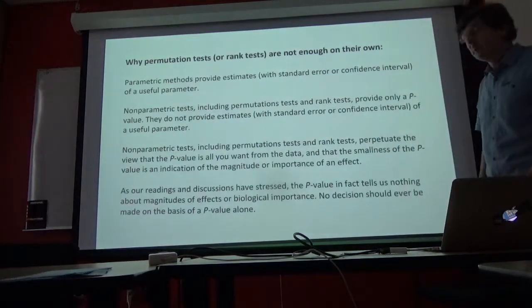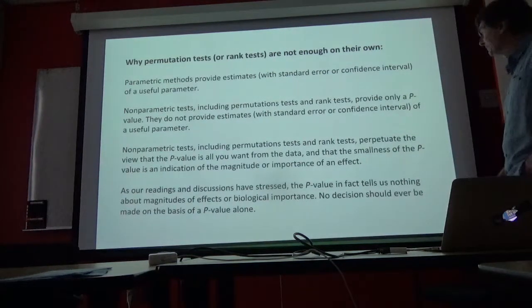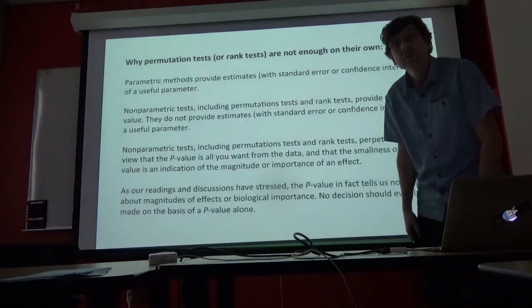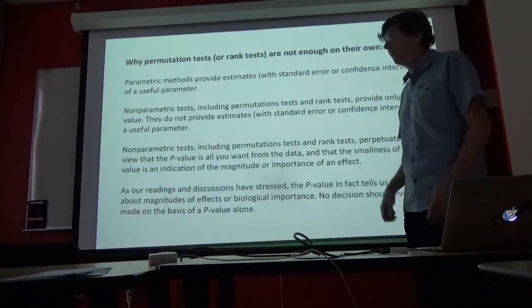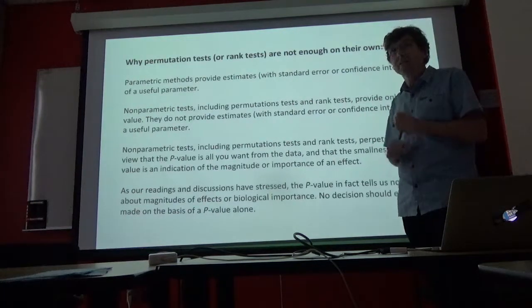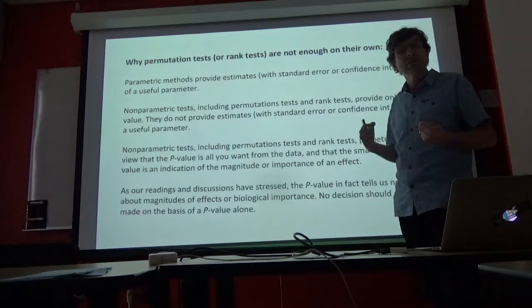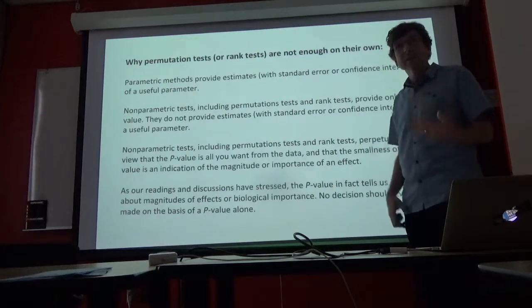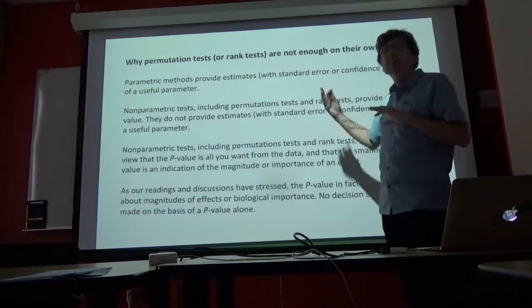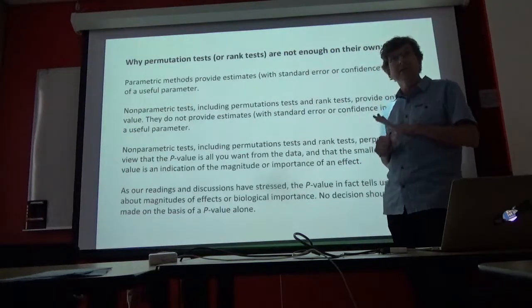Whereas analyses based on the F distribution or the normal distribution, what you get out of fitting models to data is not just a p-value, as we've seen in the workshops, but you also get estimates of coefficients. You get slopes, you get standard errors of slopes, you can calculate confidence intervals for slopes. Permutation tests don't give that to you.